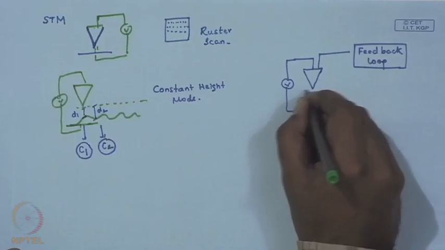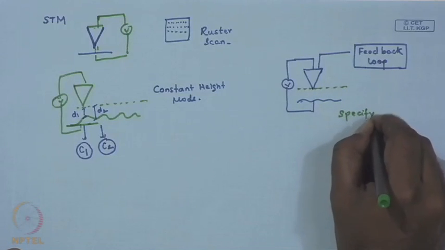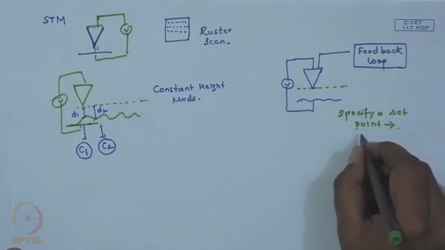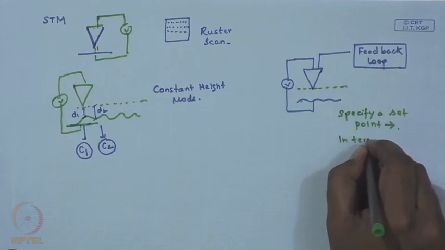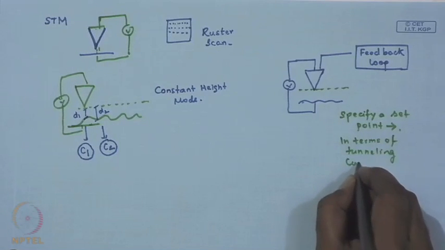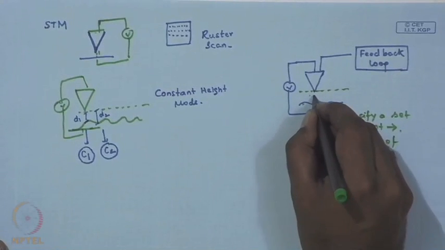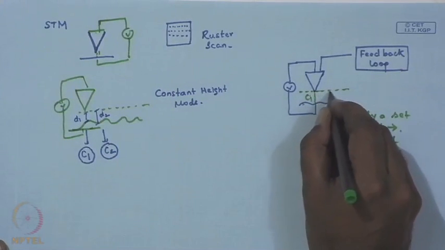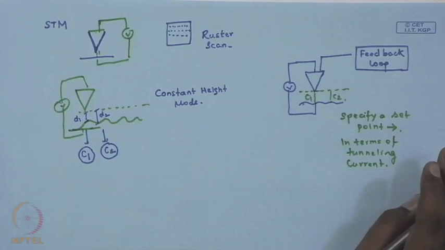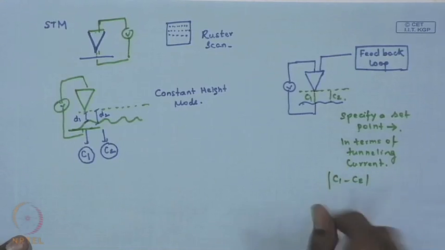So, what it does is that you specify a set point in terms of the tunneling current, and now the tip starts to raster or scan. Let us say this was the set point with C1, it goes to the second location where the current is now C2, because of the surface topography. This C1 minus C2 is now the deviation from the set point, or the error.